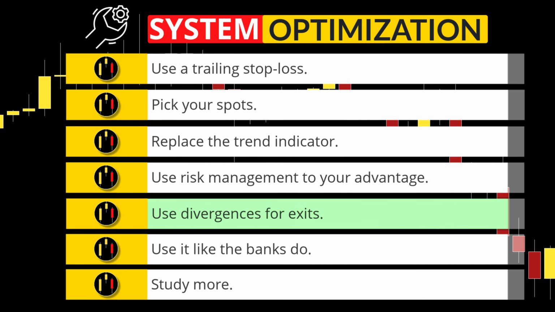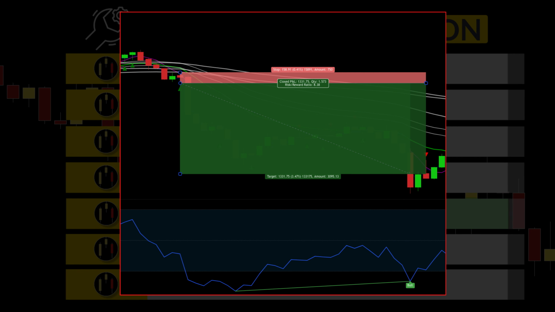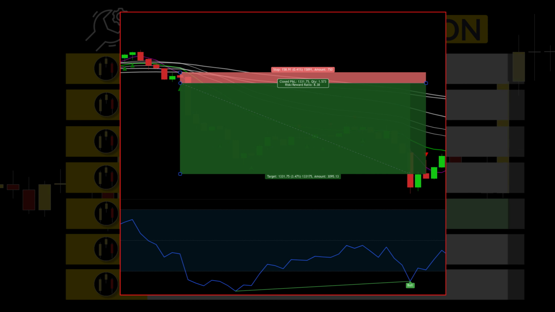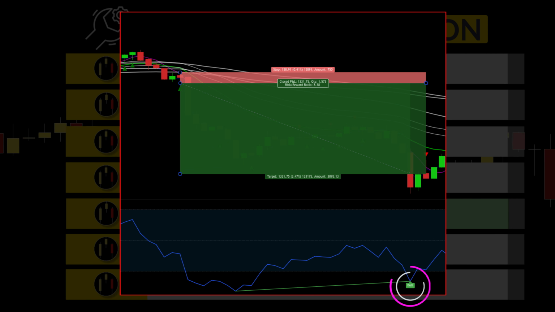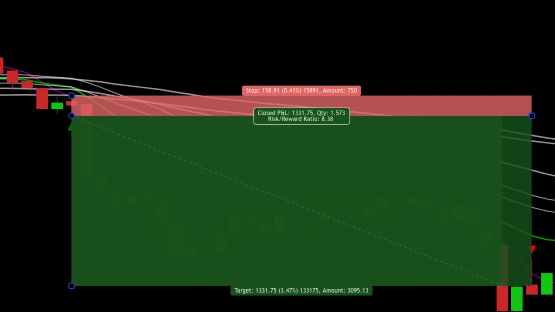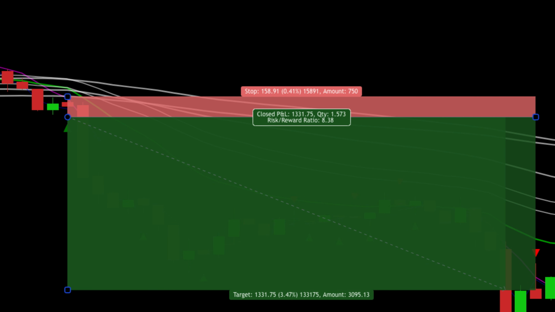The next tip is another way to exit the trade. By using the divergence detector, you can see that exiting this short when bullish divergence is detected yields a huge trade. Of course, this method would need to be combined with others to be most effective.